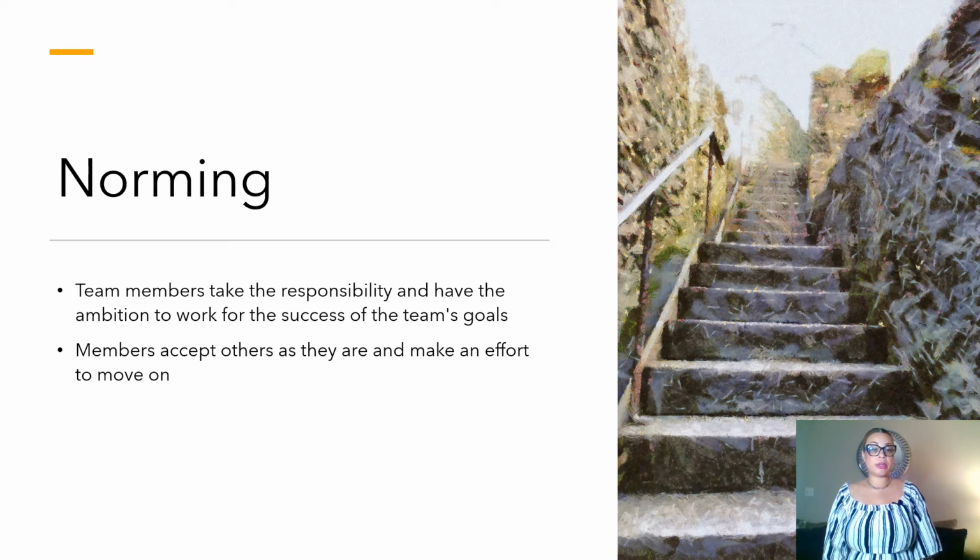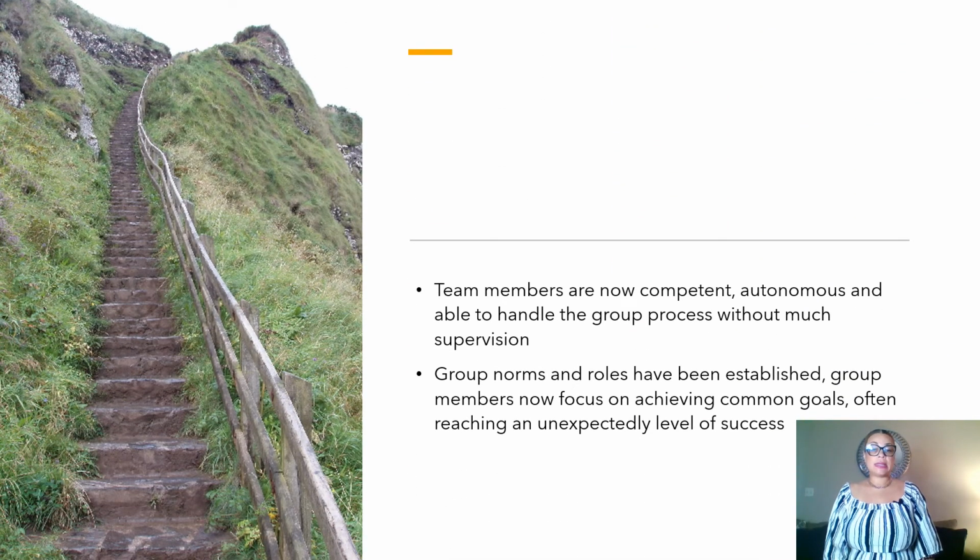Norming is when team members take responsibility and have the ambition to work for the success of the team's goals. Members accept others as they are and make an effort to move on. Team members are now competent, autonomous, and able to handle the group process without much supervision. Group norms and roles have been established. Group members now focus on achieving common goals, often reaching an unexpected level of success. That is performing.